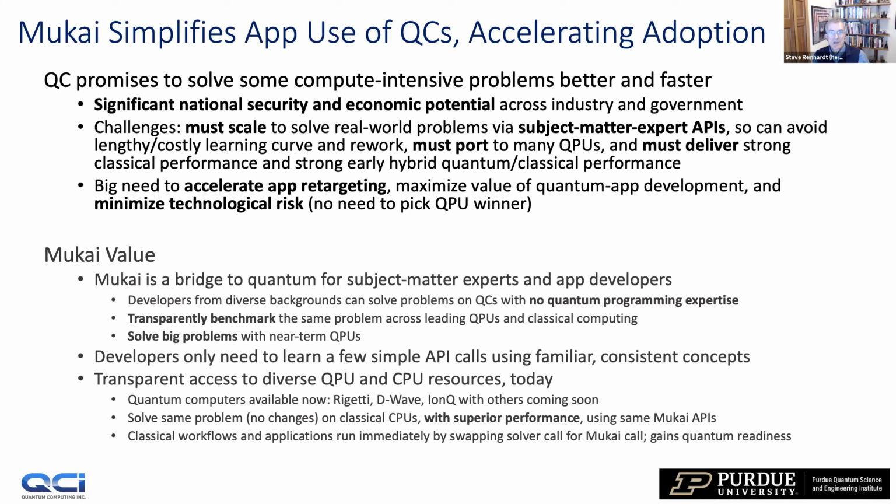You'll have transparent access to diverse QPU and CPU resources today. As of December 4th, we support Rigetti, D-Wave, and IonQ QPUs in our released product. And we have that many again in the pipeline coming soon. You can solve the same problem with no changes other than a pointer to the processor you want to use, including classical CPUs. And you can actually get superior performance using those same APIs. So in a nutshell, that's what Mukai does.